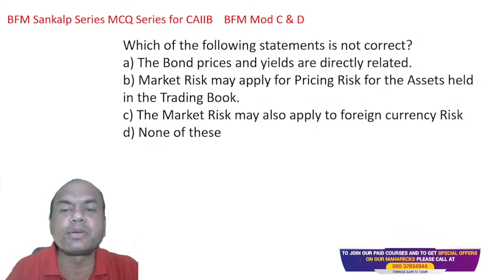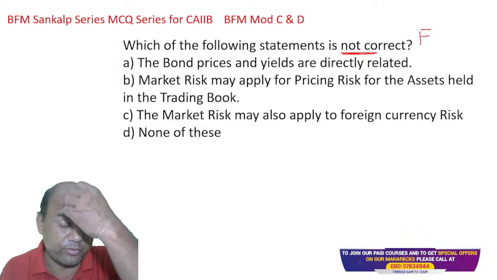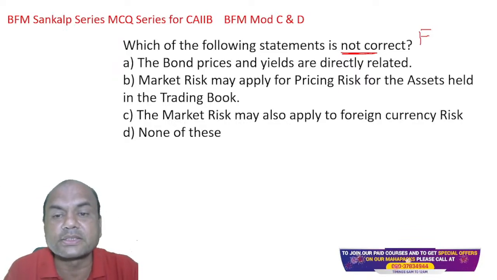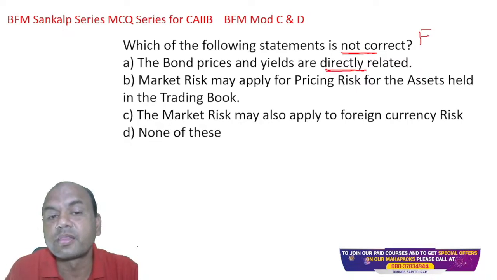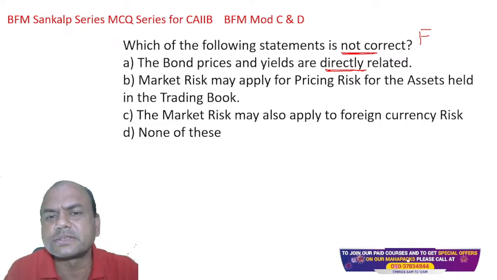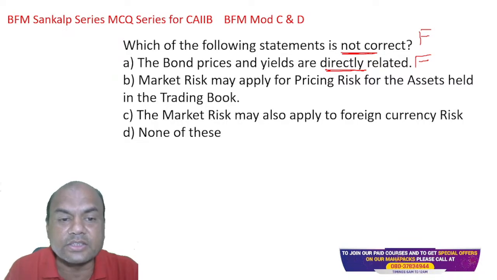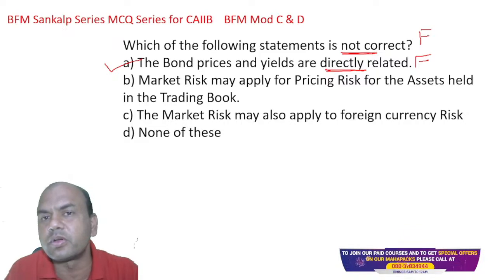Which of the following statements are not correct? Here, always focus on the question. Do they want correct or not correct, true or false, whatever. So here, they want false. Now focus on false. The bond prices and the yields are directly related. Directly. I just told you in that second question, right? That bond prices and yields are inversely related. So this is false. So you have got the answer. Is there any option like all of the above over here? No. So the others are not true at all. Take this and move on.